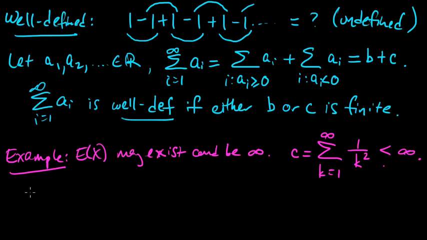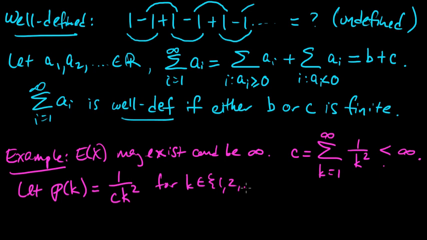And we will define p of k equal 1 over c k squared. That's this c here. For k positive integers, 1, 2, 3, etc. So it's probably not too hard to see, if we sum all these up, then we get c over c and that's of course just 1.